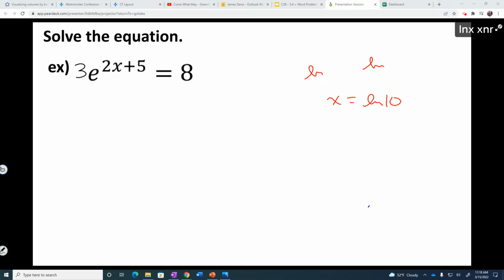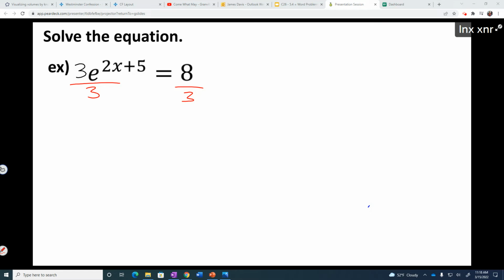So 3e to the 2x plus 5 equals 8. Well, just a little bit more complicated. This will be more like what we're going to be doing on our problems here in a second. Well, we want to actually get rid of the 3 first. So we just want to have the e by itself when we natural log it. So the first thing to do here is to divide by 3, because this is 3 times e.